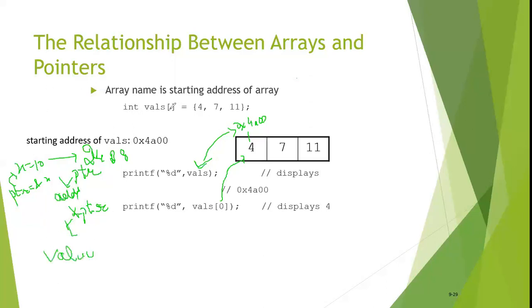Similarly, in the case of arrays, if I write printf vals, it will give me the address, that is 0x4a00. Right? But if I write vals[0], like an index of the array, in that case it will give me the value at that index, that is 4. This is what I wanted to tell you, how pointers and arrays work together. Am I clear to all now? Yes.